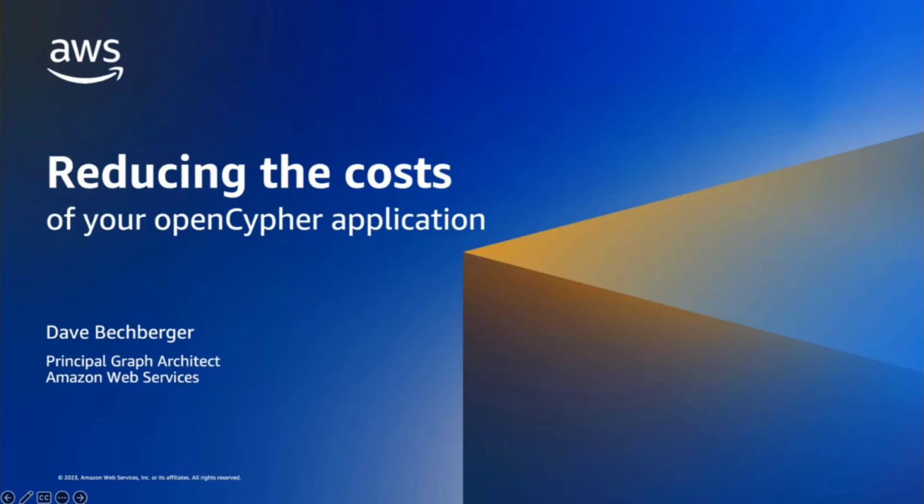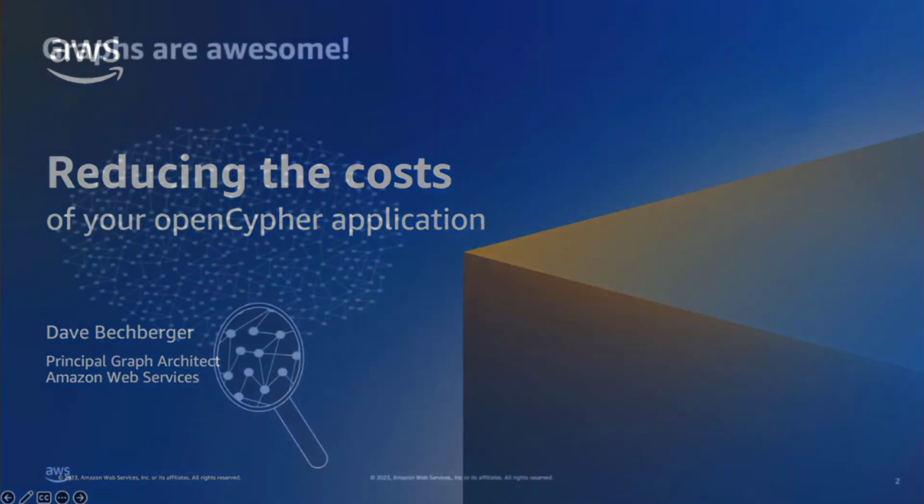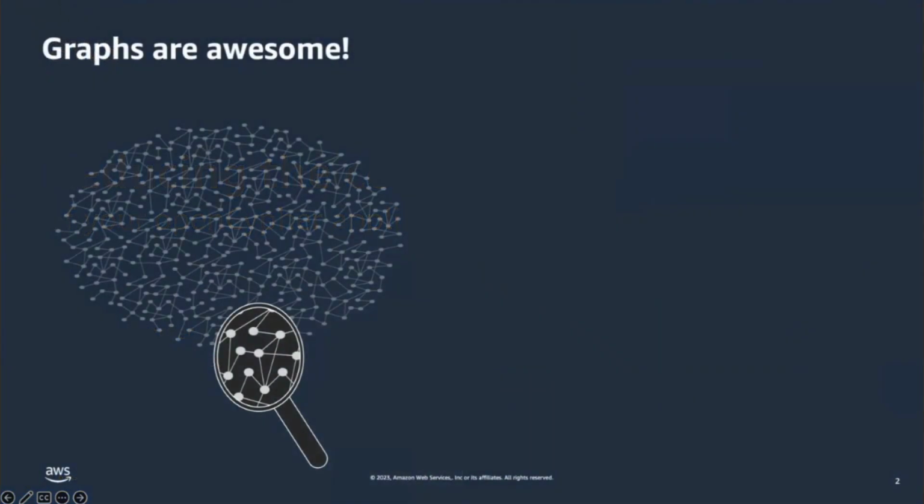And I'm here to talk to you today about how you can use Amazon Neptune to reduce the cost of running your openCypher applications. But before we jump into that, let's give a quick introduction on what graphs are, what graph databases are, and what Amazon Neptune is.